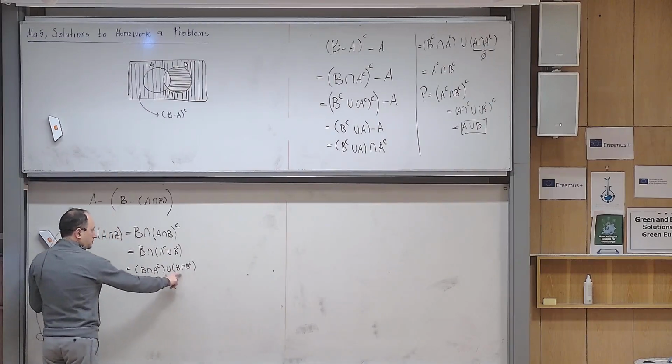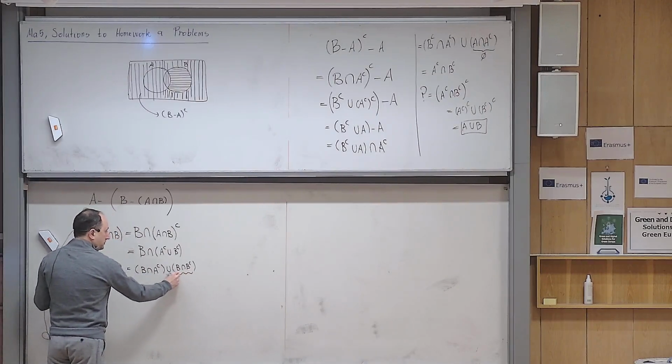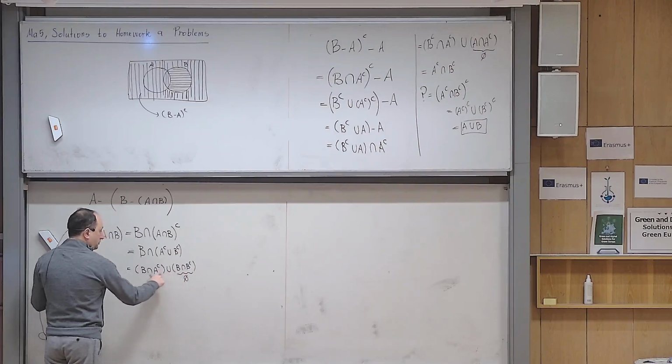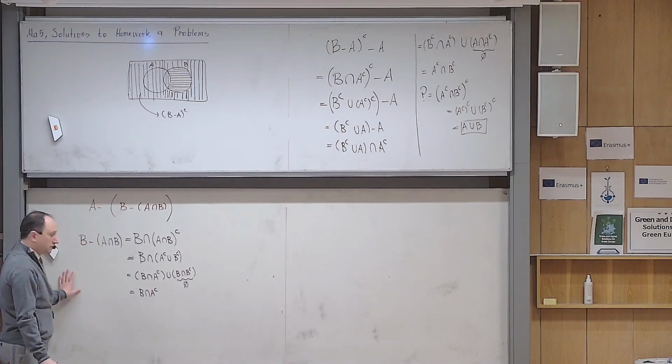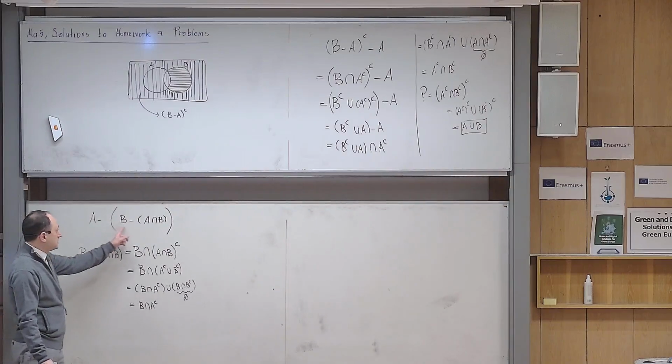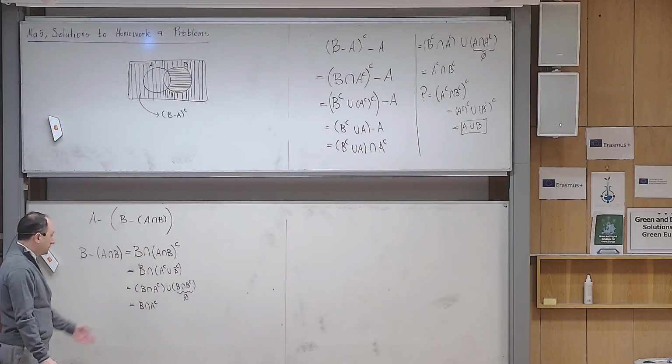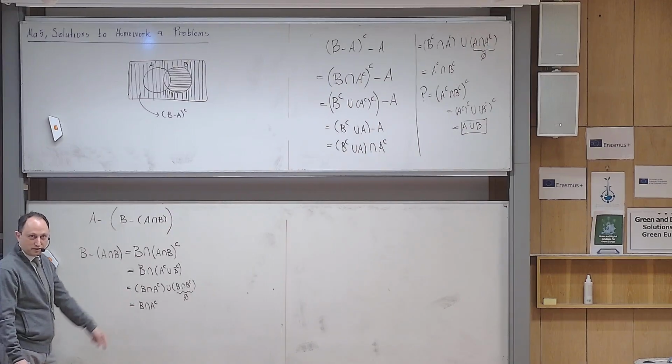But B intersect B complement is the empty set. Empty set union with any set is the set itself. You agree? This is what is inside the pair of brackets. And it was obvious from the Venn diagram, yes?